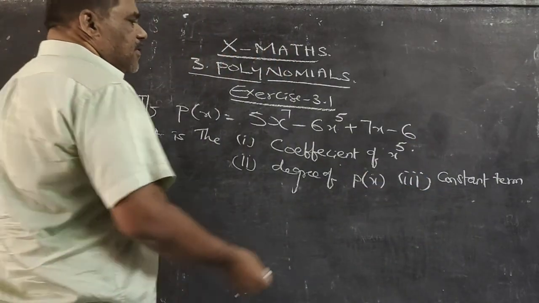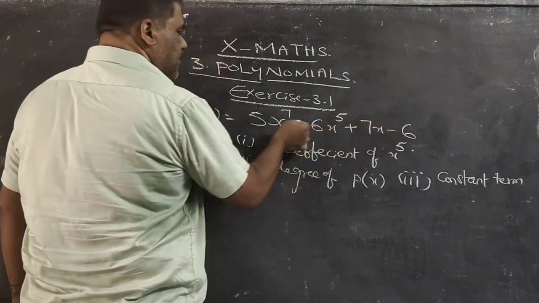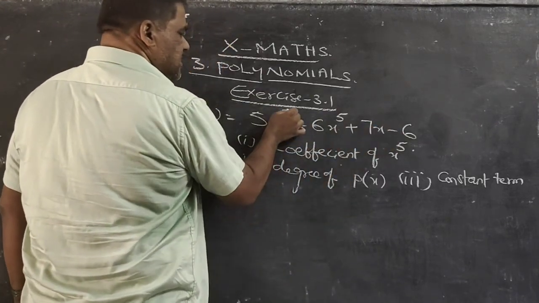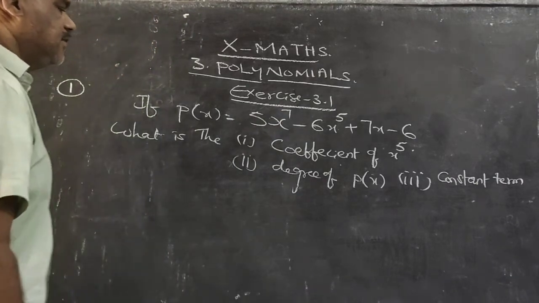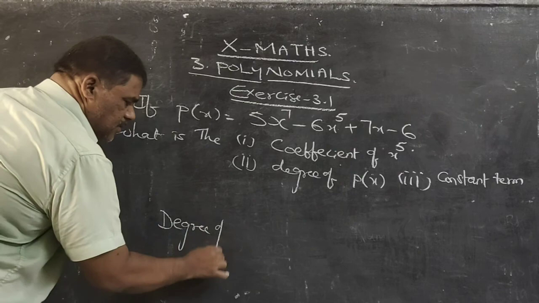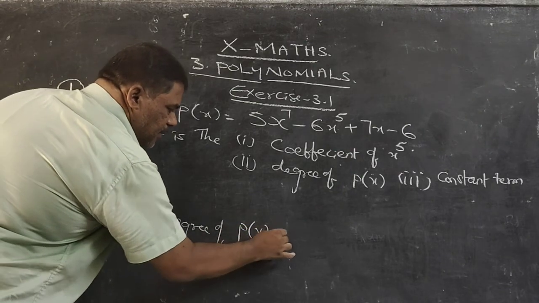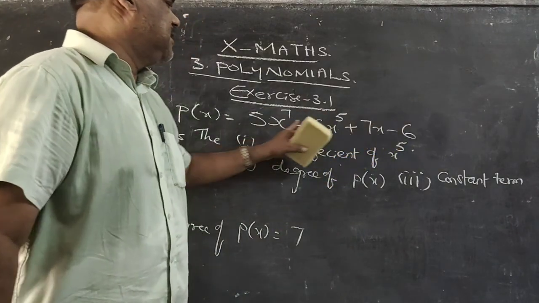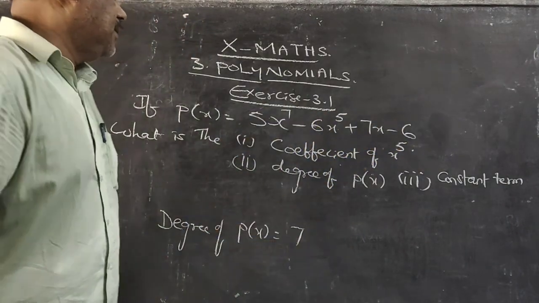The highest power of the variable in any polynomial is called the degree of the polynomial. Here the highest power of x is 7, so 7 is called the degree of the polynomial. So the degree of the polynomial is the highest power of the variable. In this, the highest power of x is 7, so the degree of the polynomial is 7.